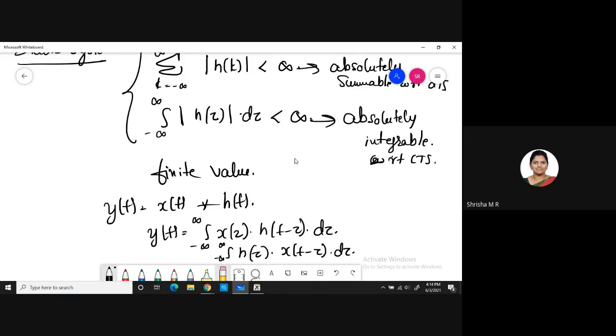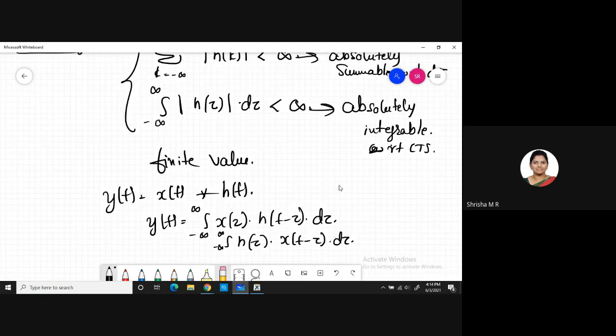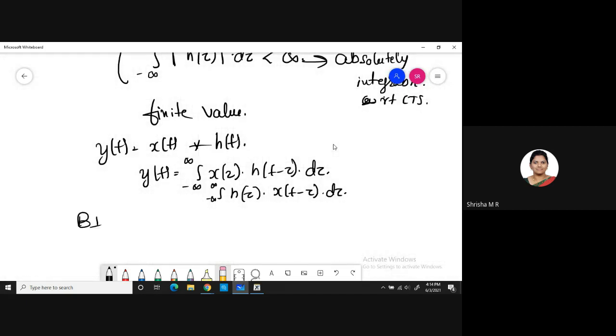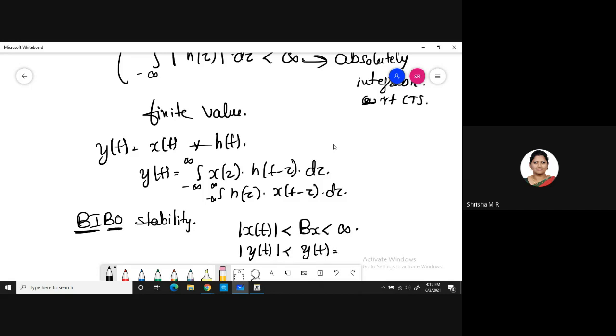Okay. So what is BIBO stability? If you are giving bounded input, we have to get bounded output, right? What is bounded input? We are giving the input which is less than infinity. So if input is equal to some value Bx which is less than infinity, our output should also be equal to some value, y of t, which is less than infinity.